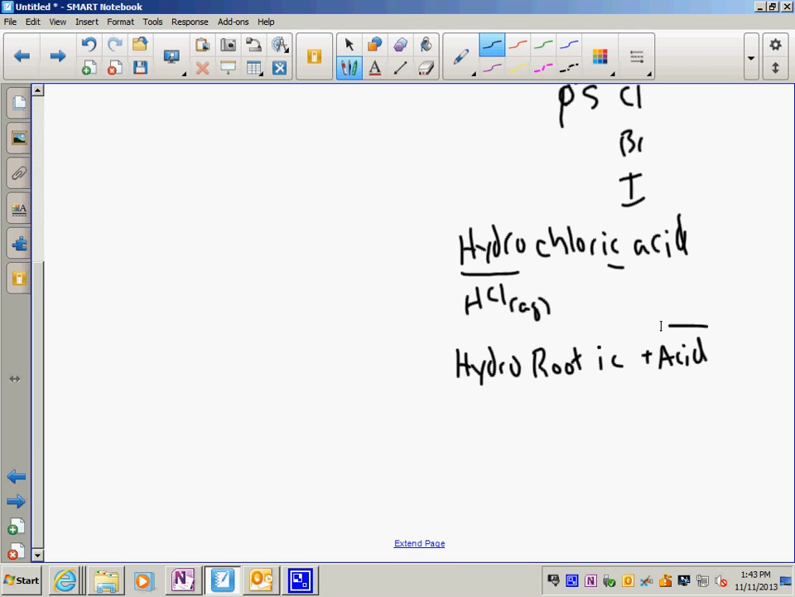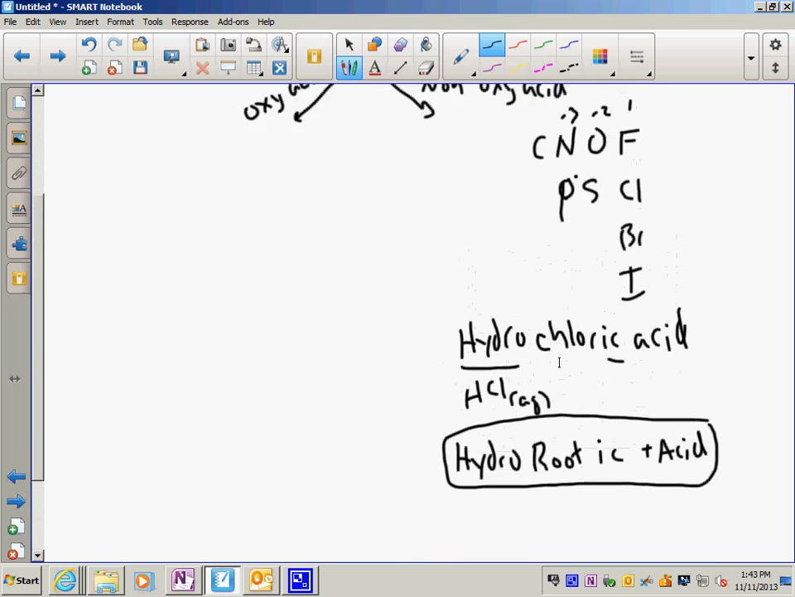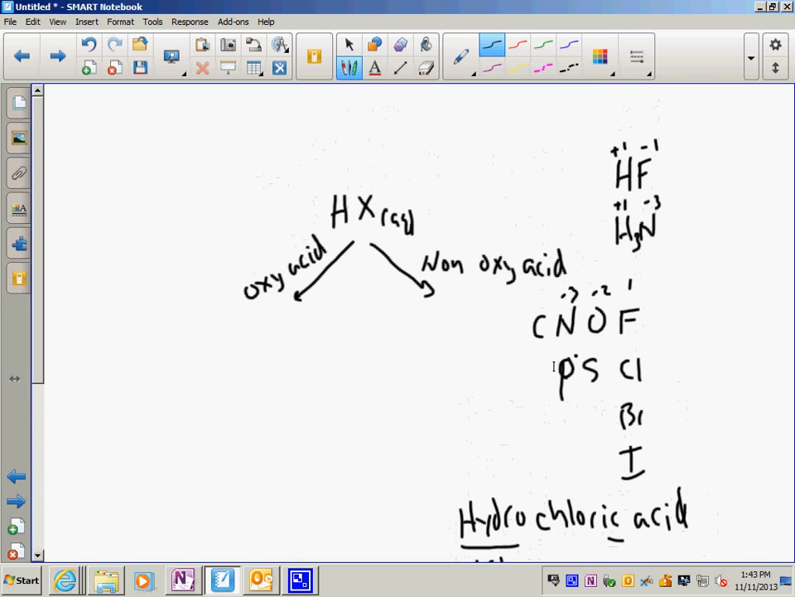So there we go. All I gotta do to make a different acid is simply swap out my different root. And of course, this is only for non-oxy acids. So above here, this guy's name would be hydrofluoric acid, and this would be hydronitric acid.